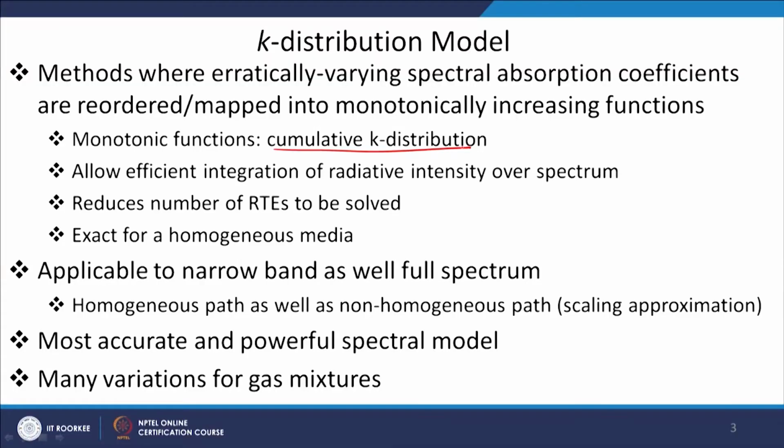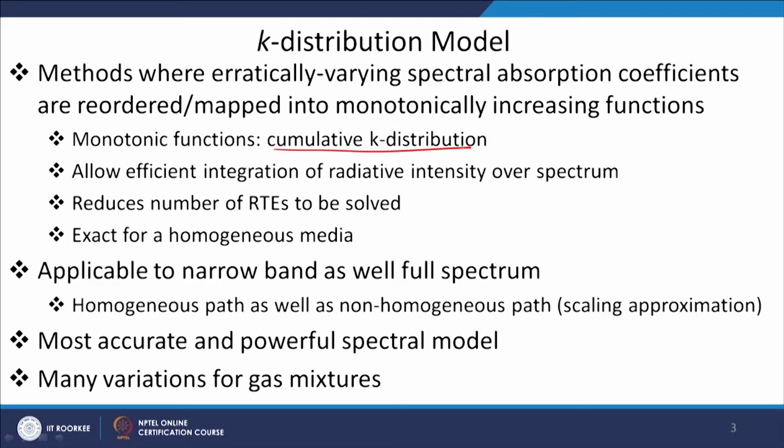Here also we are basically representing it in the form of Gray gases, where a Gray gas represents a level of absorption coefficient. So, each level of absorption coefficient basically represents a Gray gas. The method is very efficient, only a few RTEs need to be solved, 7 to 8. However, the method is much superior to the weighted sum of Gray gases because it is exact for homogeneous media.